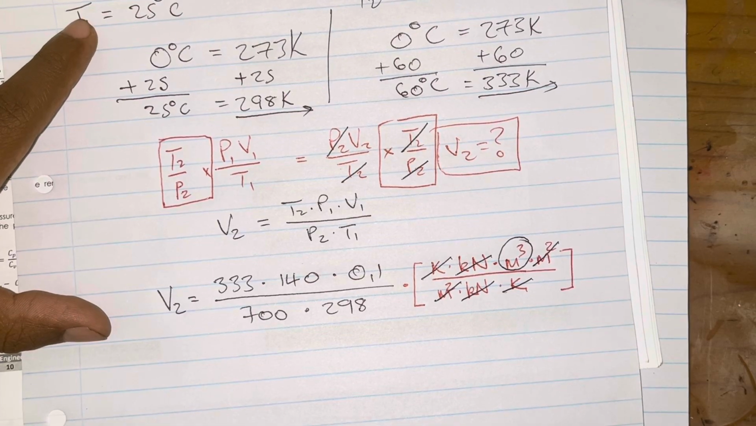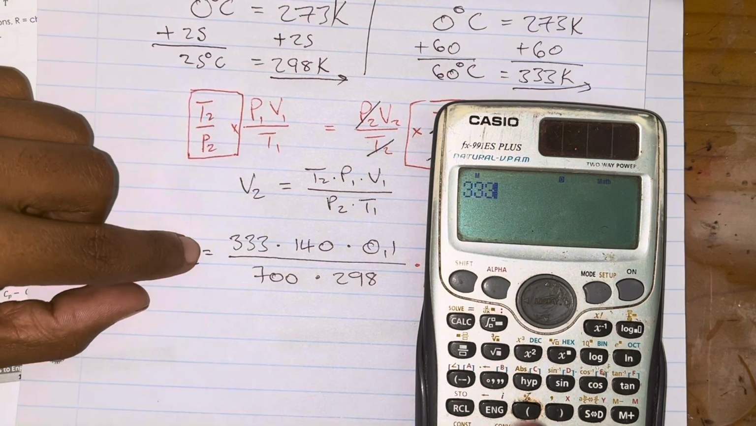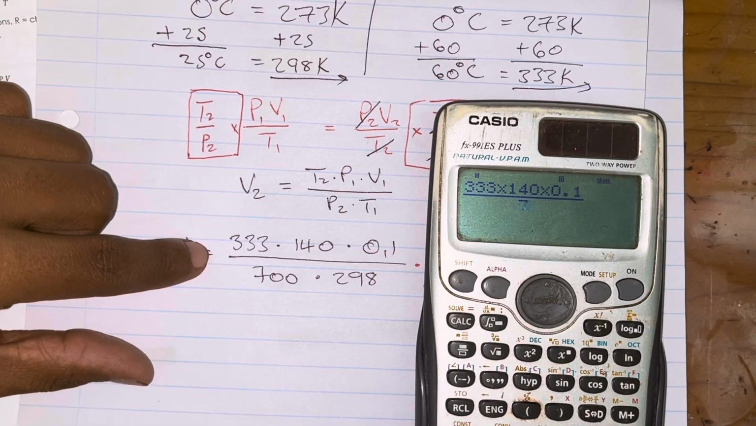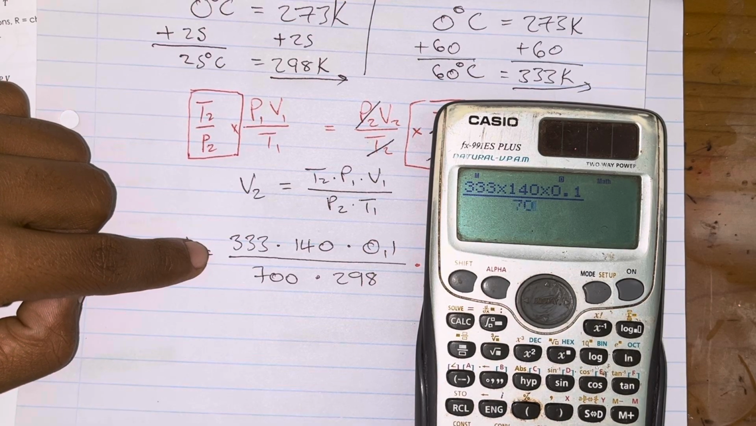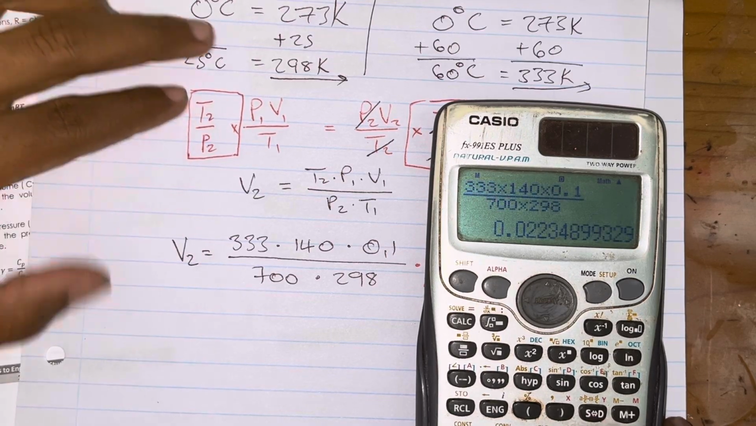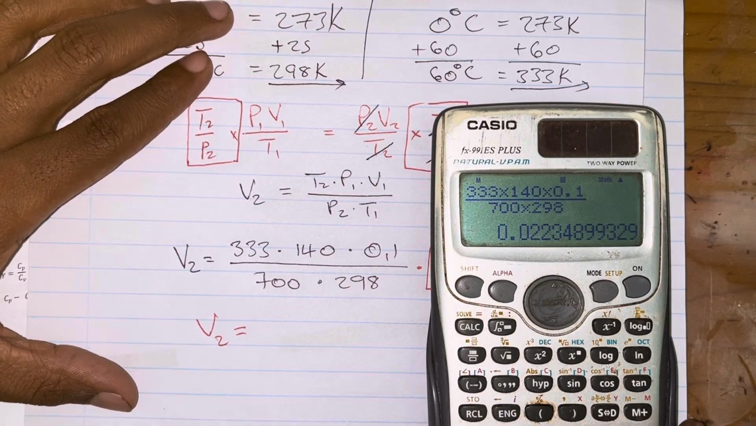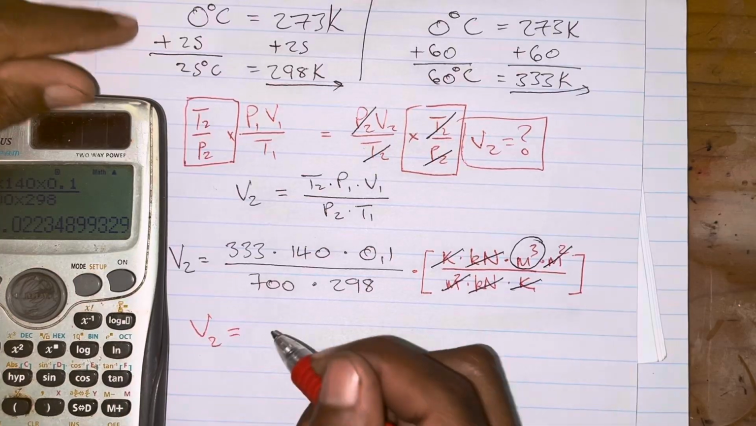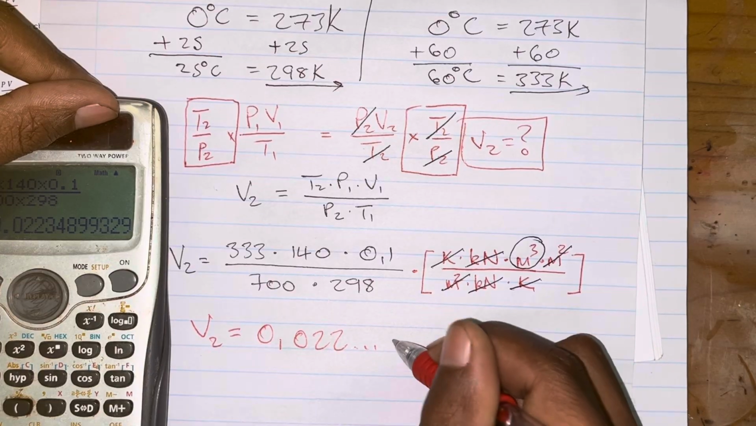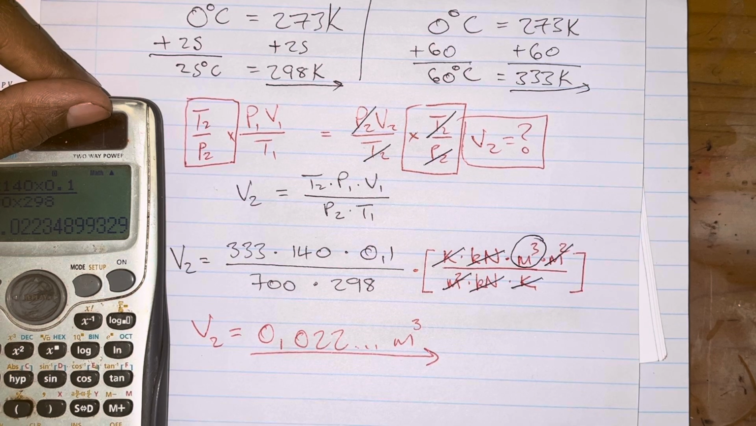And then we'll now go and take a calculator. We are going to say 333 times 140 times 0.1, and that divided by 700 times 298, and that equates to, so our V2 according to this is equal to 0.022 and so on, meter cubed. Okay, and then that is our answer.